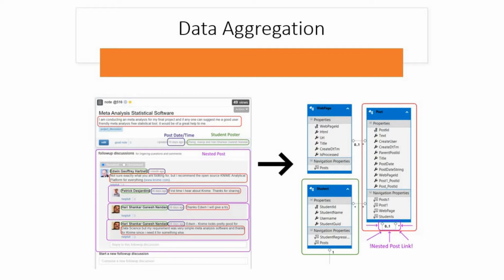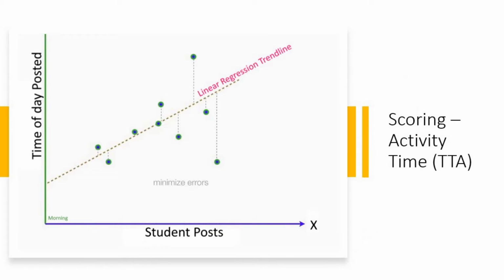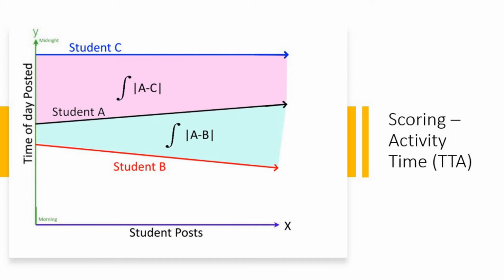Here we see a typical Piazza forum post being grouped by post text, post date and time, student poster, and the nested post list based on post response from each individual student. These individual data points will generate linear regression trend lines for each student. Each trend line will be compared to a student's peers to determine similarity, with students who have similar trend lines ranking higher than those who do not.